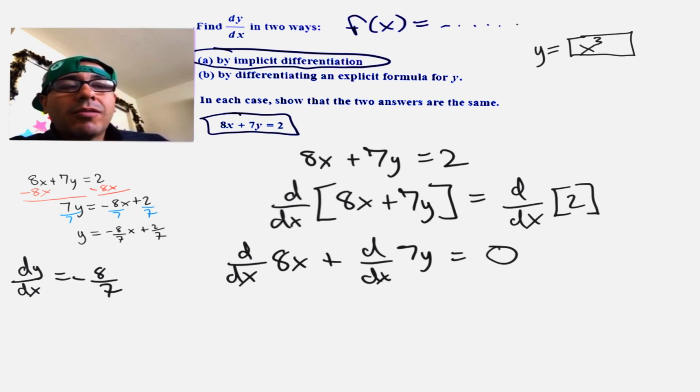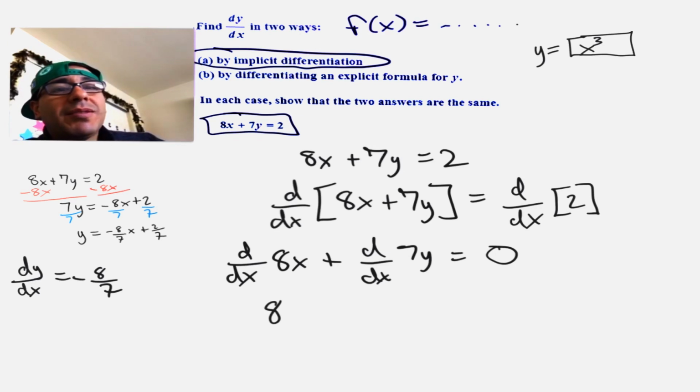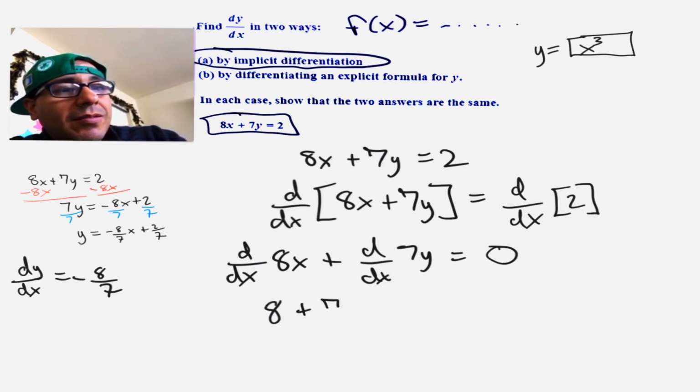All right, so let's go ahead and do this. Here, when we take the derivative of 8x, we just get 8. So let's write that down. This just becomes 8. And here we have 7, right? Whenever you have a constant, we can pull that constant to the front. So plus, we have our properties of derivatives.